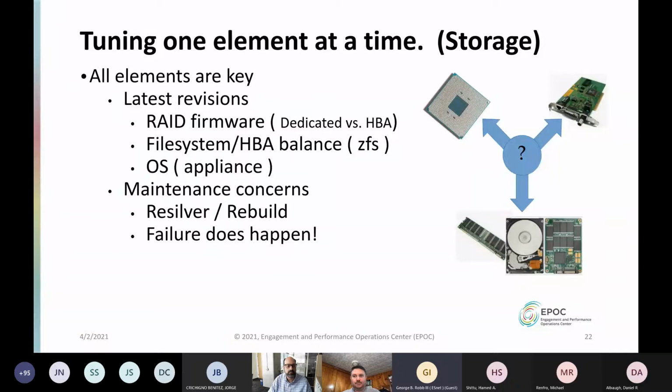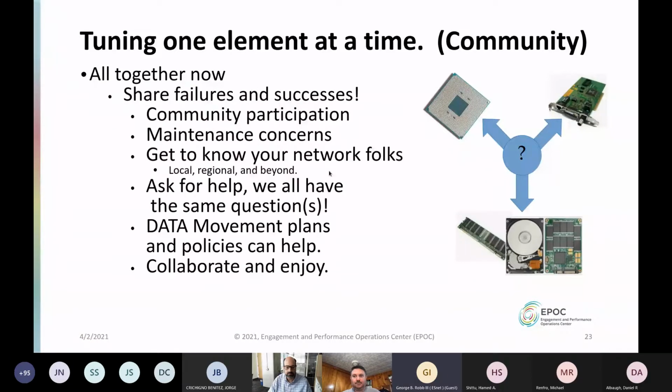Make sure that your DTN has a data plan. And failures do happen. And again, the community, right? So all together, share your failures and successes. Don't hesitate to say, look, I tried Btrfs on top of Lustre, on top of ZFS, and guess what? It blew up. Well, that's useful to others. Let's not try that. Community participation, share what you do.